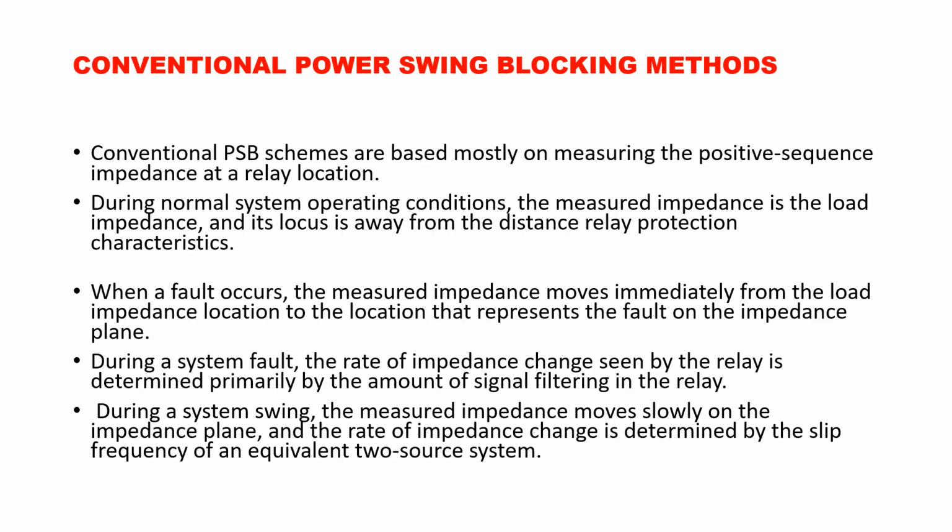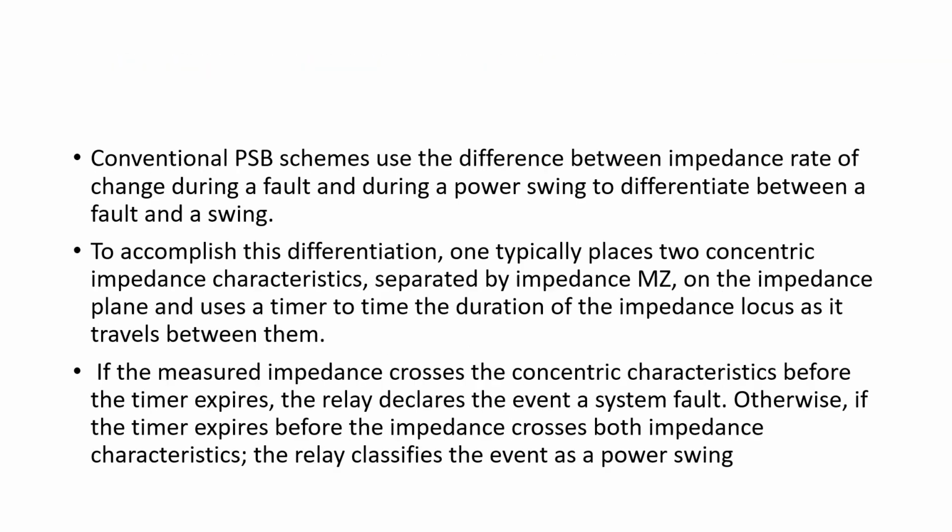So how are these achieved? It is written here again: the difference between the impedance rate of change during a fault. What happens when there is a fault? The rate of change of V and I is very rapid. Very rapidly the voltage goes down and very rapidly the current increases. So the rate of change of the measured value, V by I, is much faster as compared to the power swing.